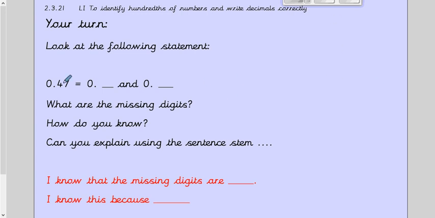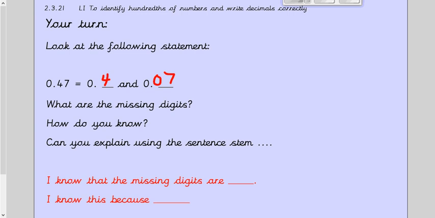So 0.47 is 0.4 and 0.07. I know this because there are 4 tenths in 0.47 and there are 7 hundredths in 0.47. Therefore, there are 0.4 and 0.07. So hopefully that was all okay for you and it wasn't too tricky. It's just building on what we did yesterday, so hopefully it was okay.